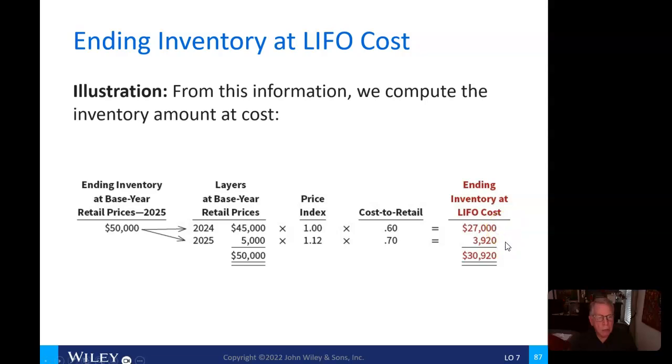$27,000 and $3,920, leaving us with $30,920 as our ending inventory at LIFO cost. A little complex, but I think if you go through this carefully, you'll understand it.